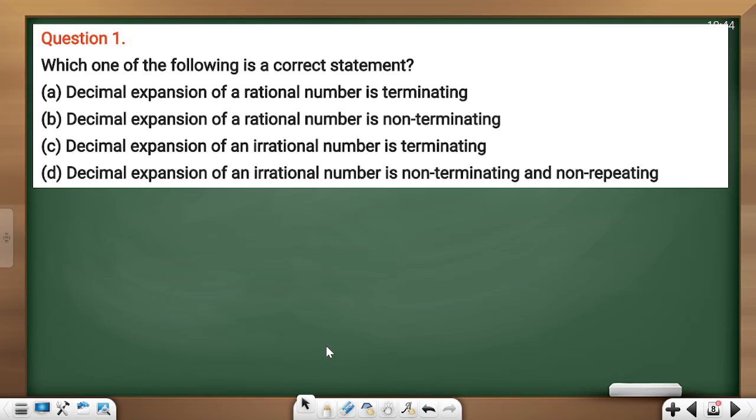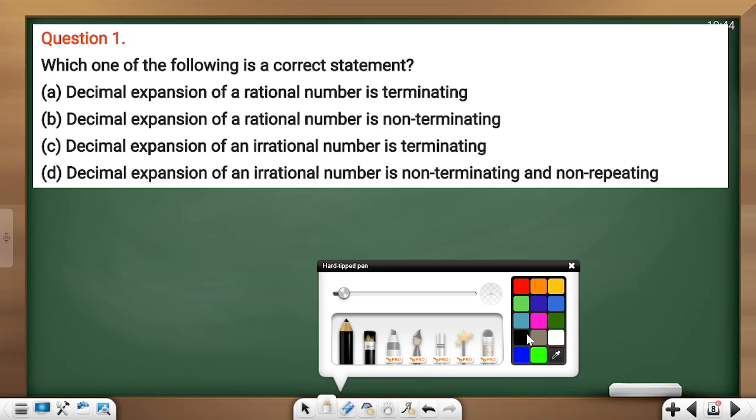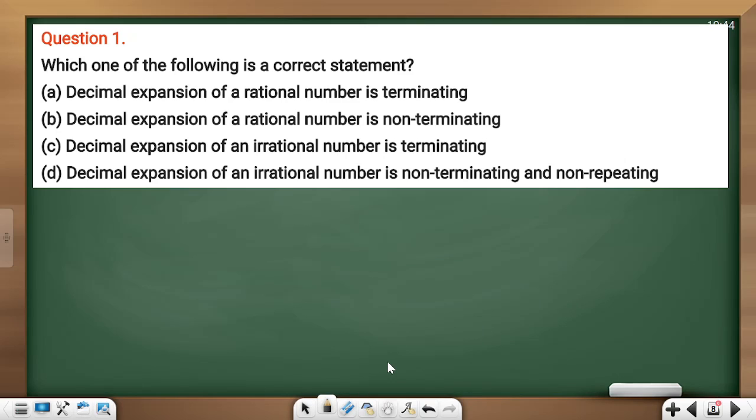Okay, Akshita, now we are going to solve the 20 MCQ questions in our remaining time. Maybe that will be easily sufficient for us. If you see the questions, which one of the following is a correct statement? Decimal expansion of a rational number is terminating. No, it need not always be, because rational numbers can be terminating, or they can be non-terminating but repeating. They can be of these two types. So this statement is not always correct.